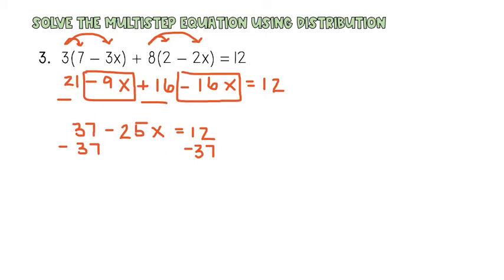37 minus 37 equals 0, so now this goes away, and I'm left with negative 25x is equal to, and here I have a positive 12 minus 37. So when these two numbers subtract, I get negative 25.